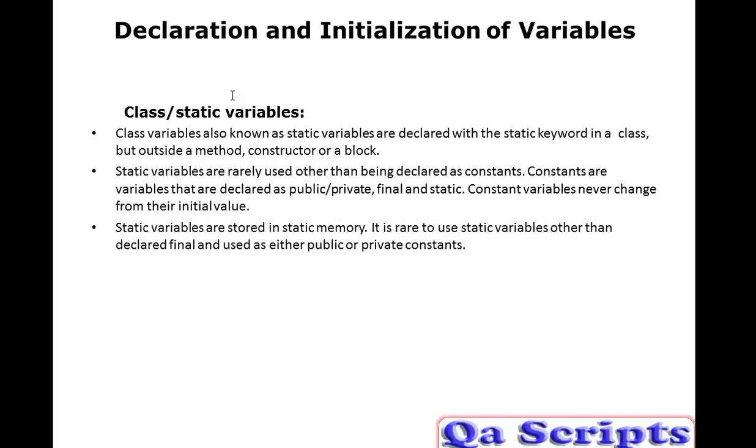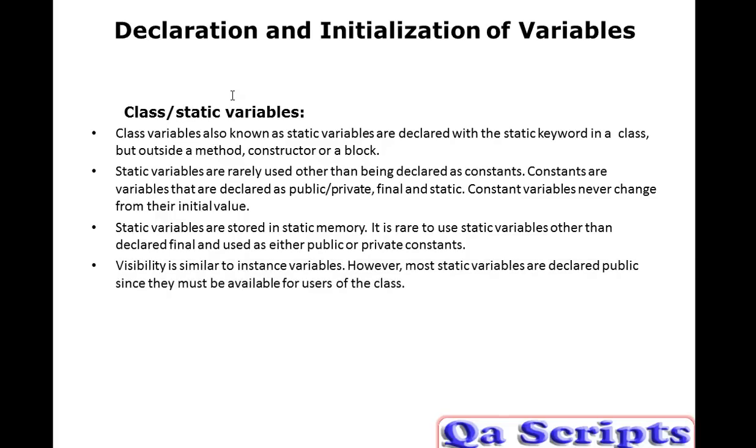Static variables are stored in static memory. It is rare to use static variables other than declared final and used as either public or private constants. Visibility is similar to instance variables, that is, we can use access modifiers for class or static variables as well. However, most static variables are declared public since they must be available for users of the class.